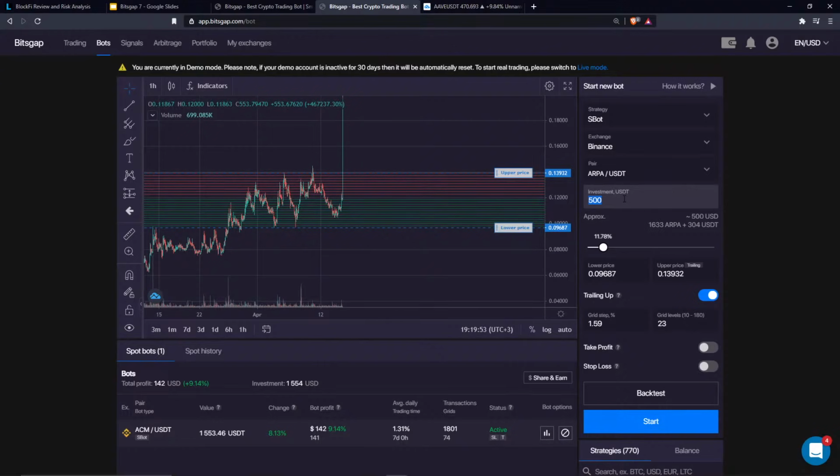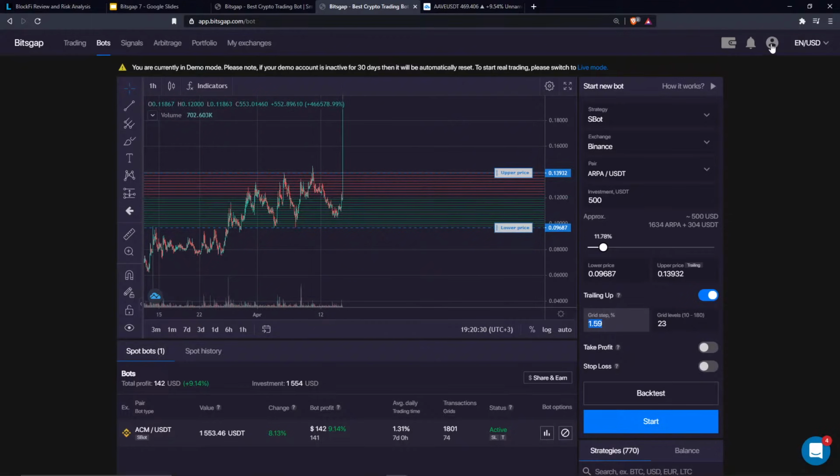The system will notify you whether or not you can afford a selected amount of grid levels for the investment allocation that you made. If it's not, then it's going to adjust it automatically if you want. So either you increase the investment or you adjust the amount of grid levels. Okay, so 23 grid levels is pretty okay for this trading range. The grid space in this case is 1.59%, which is a pretty decent value.